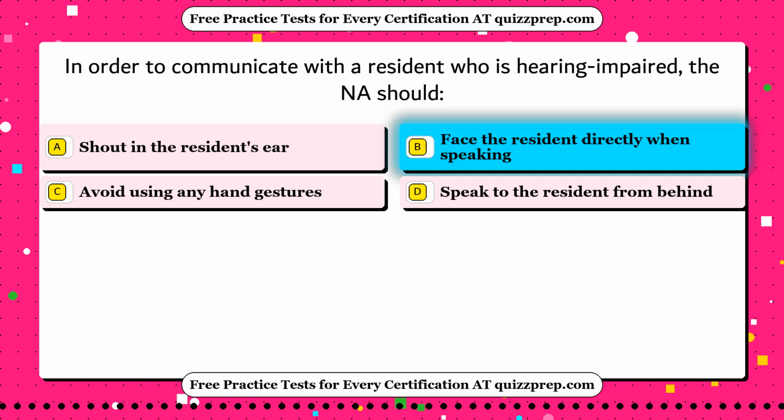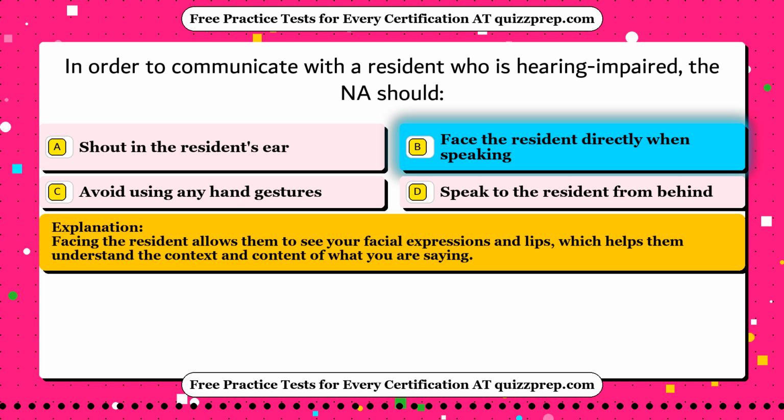The correct answer is option B, face the resident directly when speaking. Facing the resident allows them to see your facial expressions and lips, which helps them understand the context and content of what you are saying.